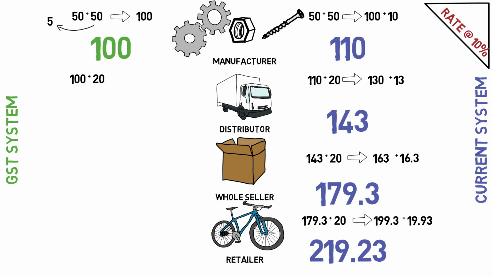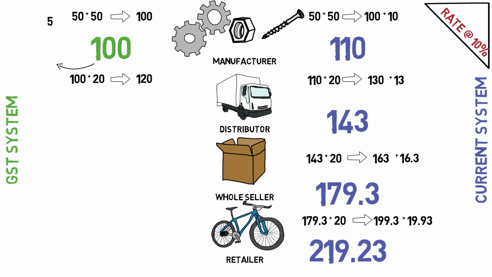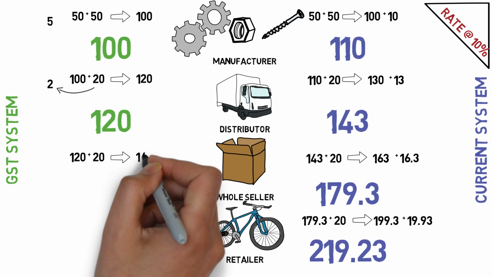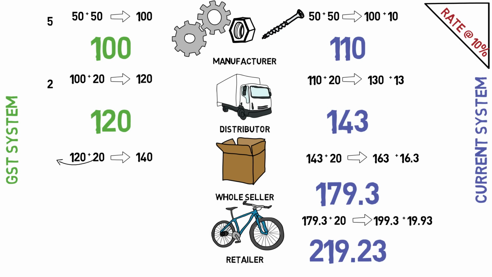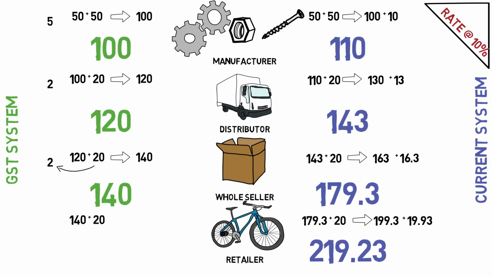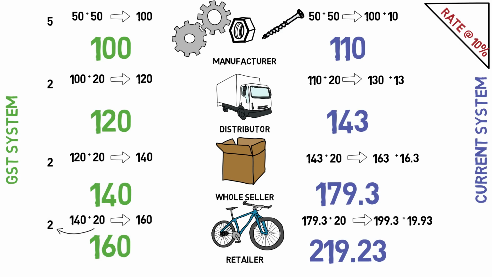Then the distributor adds 20 rupees profit and the product becomes 100 plus 20, which is 120 rupees. He pays the tax of rupees 2 on his profit of 20 rupees. The wholesaler buys the product for 120 rupees and follows the same pattern, adding 20 rupees as his profit, and the price will become 140, and pays the tax of rupees 2 on his profit of 20 rupees. The retailer buys the product for 140 rupees, adds a profit of 20 rupees, pays the tax of 2 rupees on his profit of 20 rupees and raises the final consumer price to 160 rupees. So if the prices are compared, the product is 59.23 rupees cheaper in the GST system than the current system.